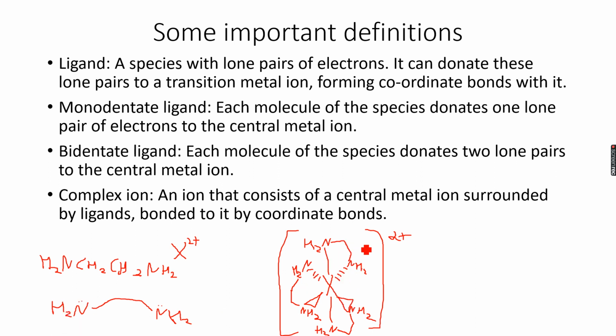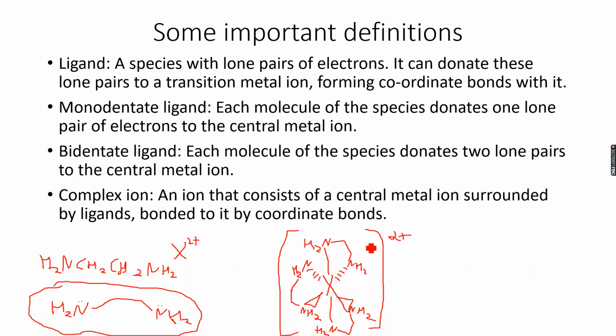This molecule, we have three of them over here. One is this, one is this, and one is this. Each molecule, this is one entire molecule, has donated two lone pairs. One it has donated over here, one from here. This molecule, one from here and one from here. This molecule, one from here and one from here. So each molecule has in total donated two lone pairs of electrons to the central metal ion.